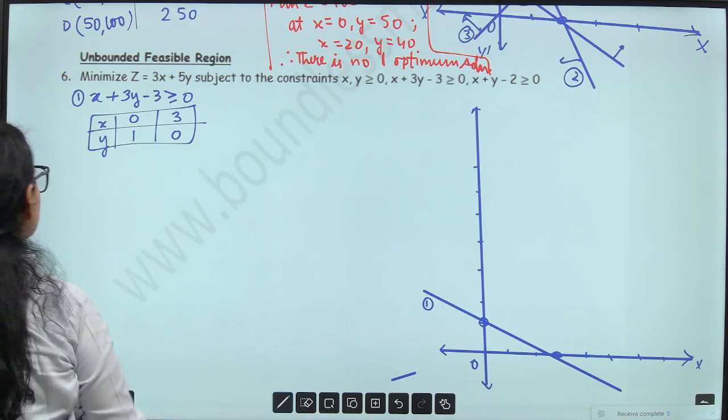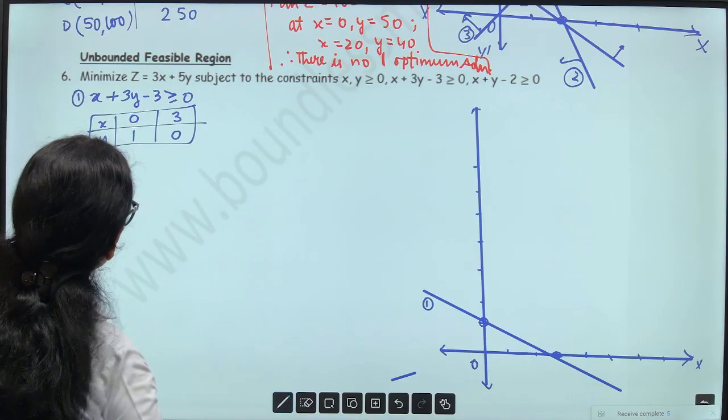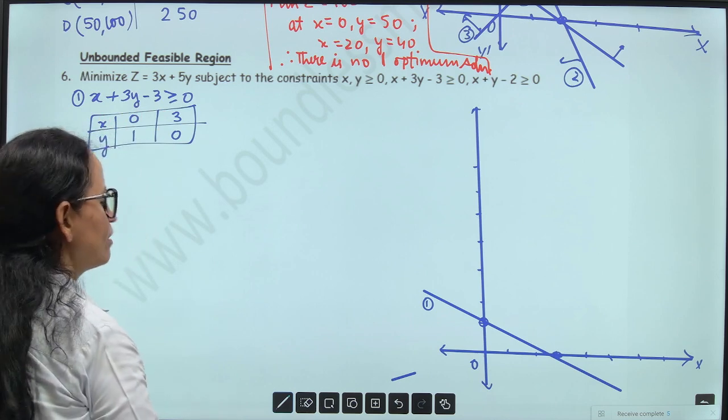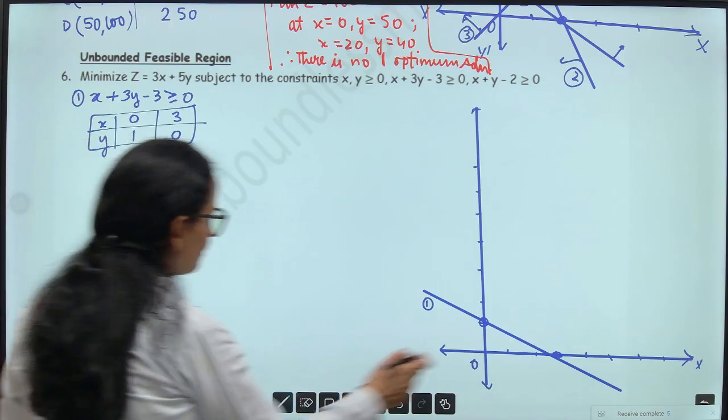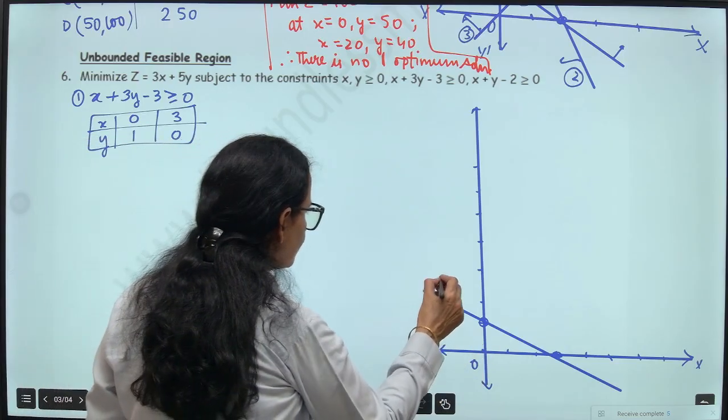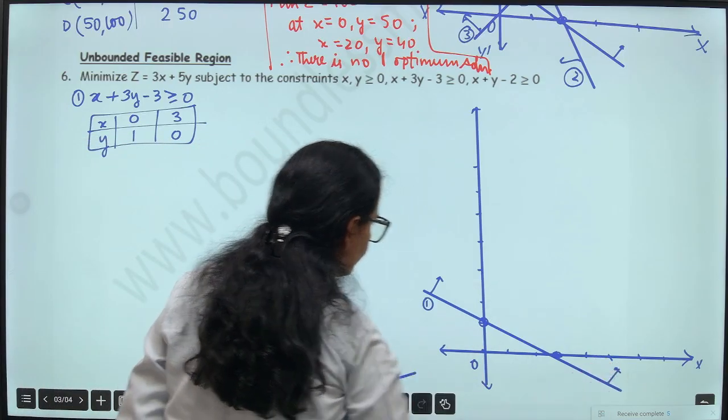If x and y are 0, then 0 minus 3 greater than 0, not true. Minus 3 is not greater than 0. So that means 0, 0 is not a point in the feasible region. So the feasible region is on the upside of this inequality.